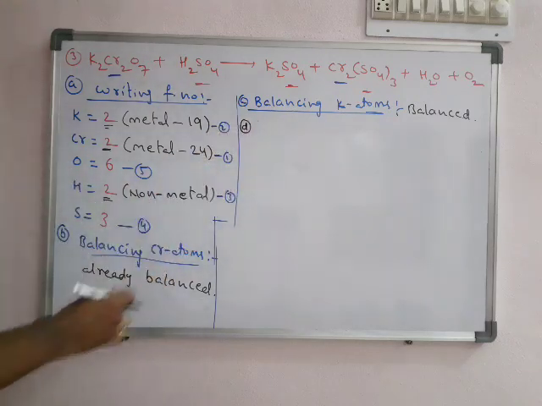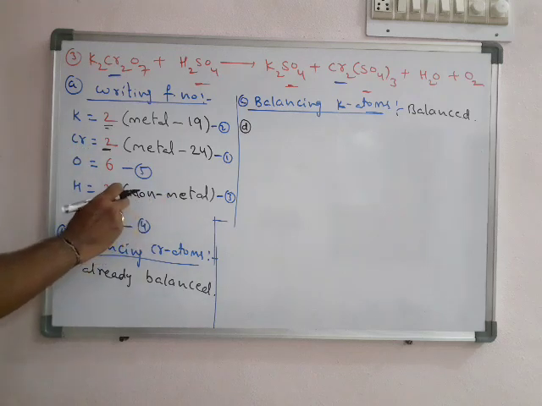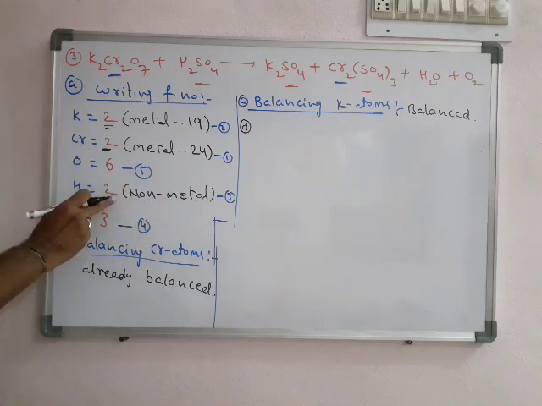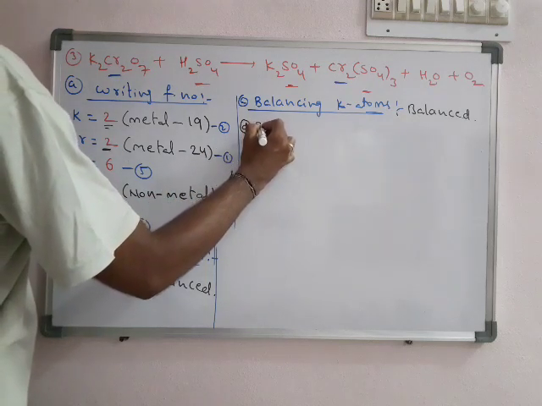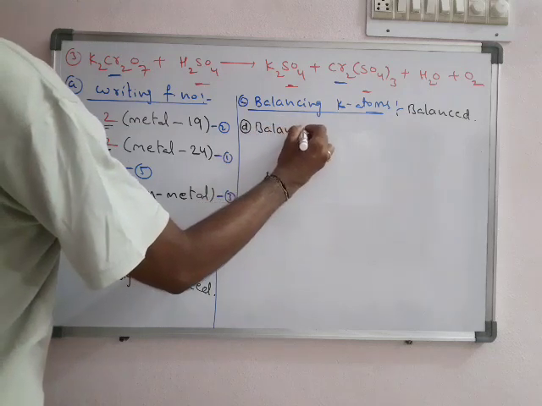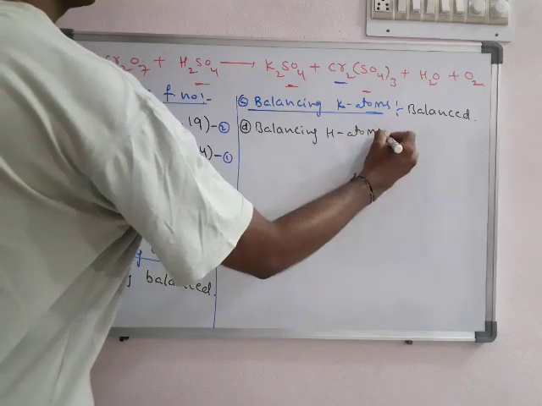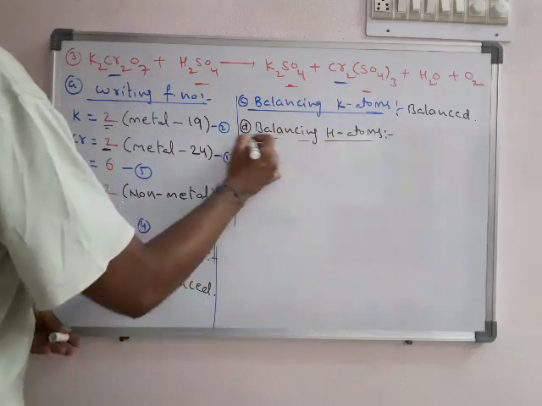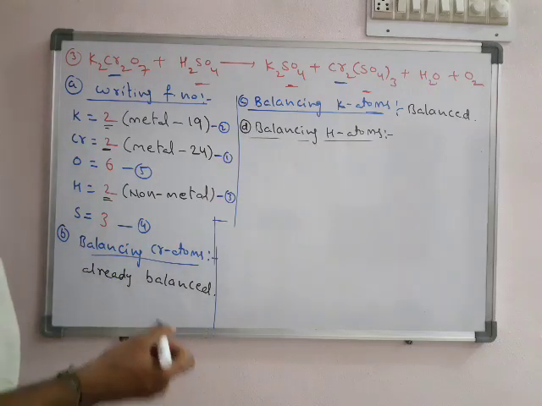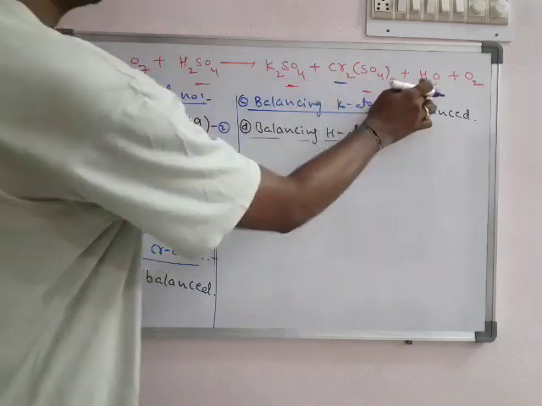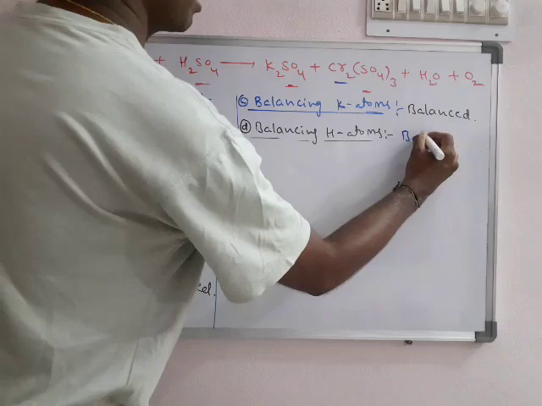Next step, after that, the least frequency number, this one. Non-metal hydrogen to balance. I think they are also already balanced. Balancing hydrogen atoms, just check it. How many hydrogens are there on the left side and right side? Here 2, here also 2. So again it is balanced. Hydrogens are also balanced.